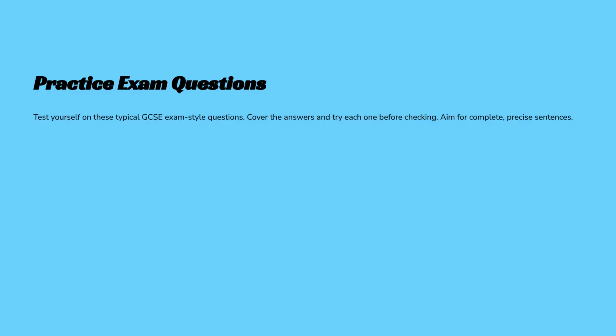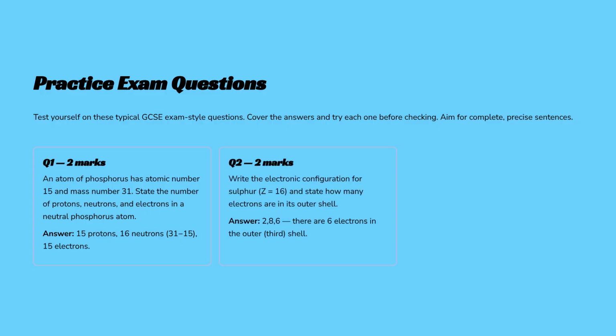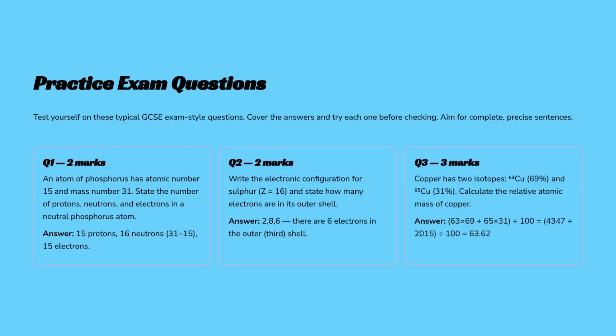Time for practice questions. Q1 asks for the subatomic particles in a neutral phosphorus atom. Q2 asks for the electronic configuration of sulfur. Q3 asks for the relative atomic mass of copper based on isotope abundance. Try them and check your answers.